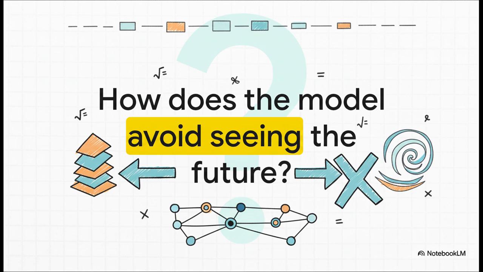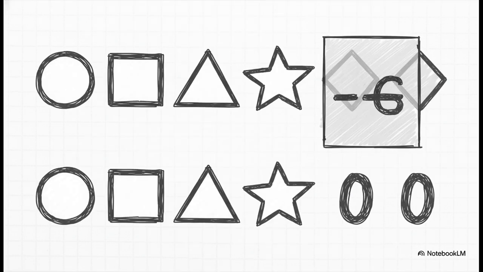Okay, but this raises a new problem, right? When the model is generating text, we can't let it cheat by looking ahead at the answer. It has to predict the fifth word using only the first four. So how do we stop it from peeking into the future? The solution is just incredibly elegant. It's called a causal mask.